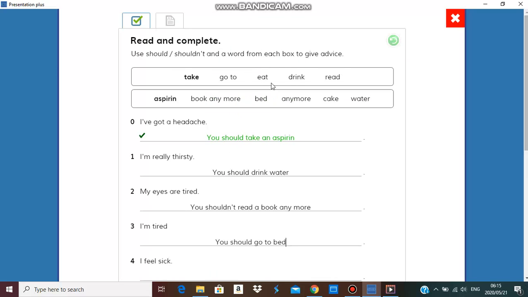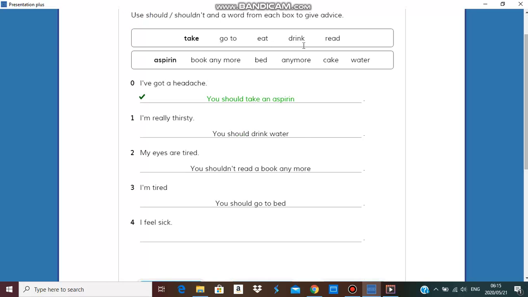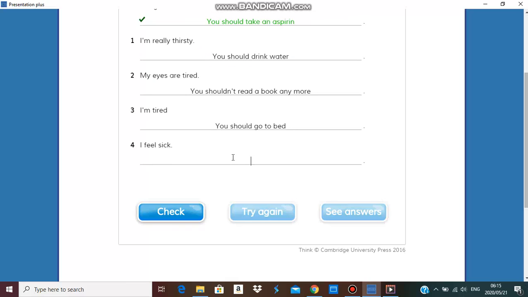So the last one is eat. And we have cake and any more. So you shouldn't eat any more cake. You shouldn't eat any more cake.